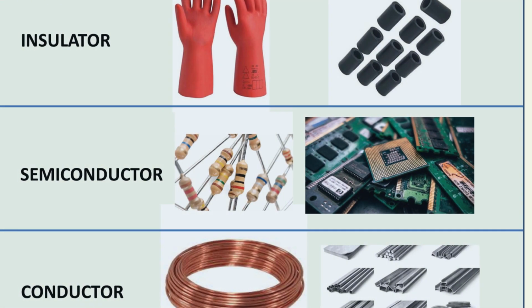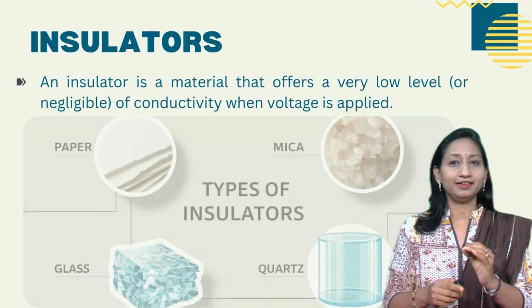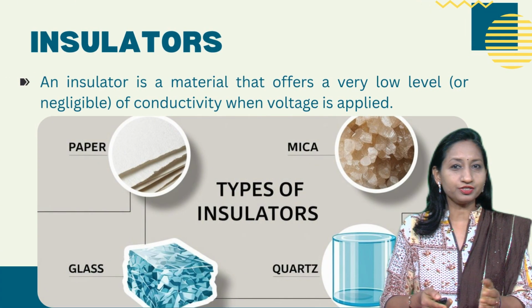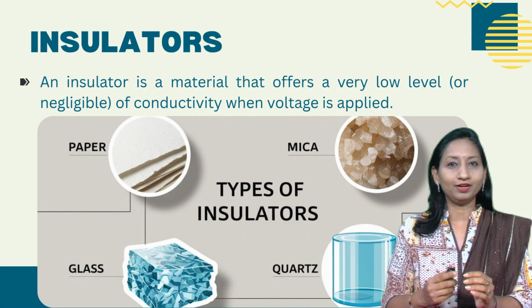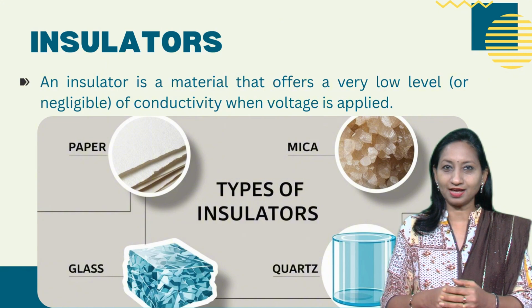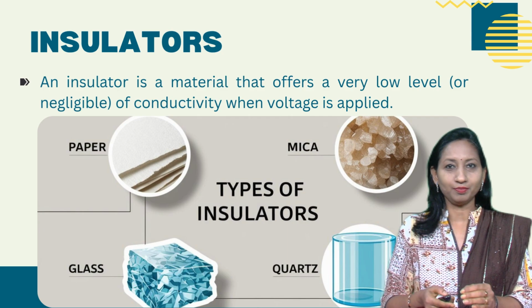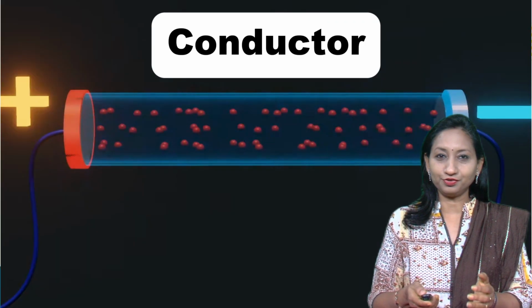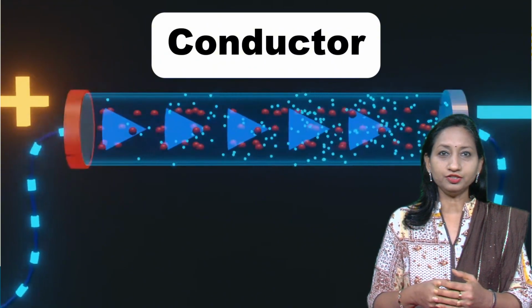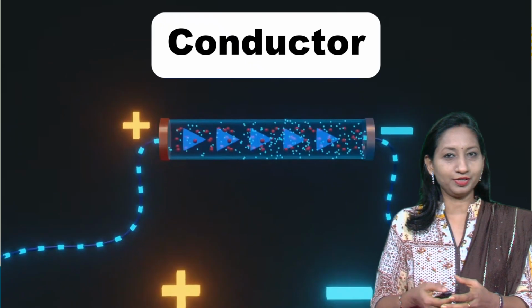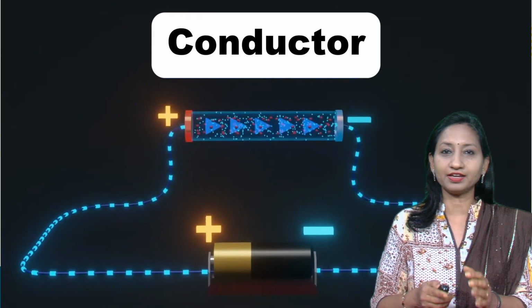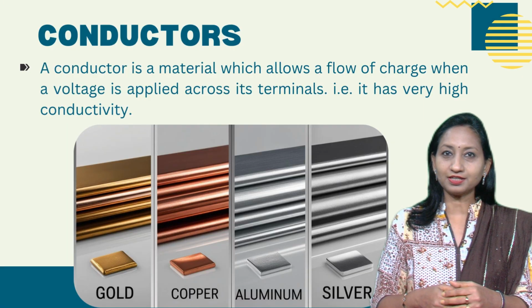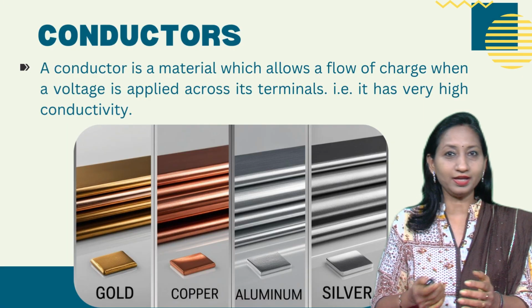Based on the electrical conductivity, all the materials in nature are classified as insulators, semiconductors, and conductors. An insulator is a material that offers a very low level of conductivity when voltage is applied. For example, paper, mica, glass, quartz, etc. are insulator materials. A conductor is a material which allows a flow of charge when voltage is applied across its terminals. That is, it has a very high conductivity. Some examples of conductors are copper, aluminum, silver, gold, etc.